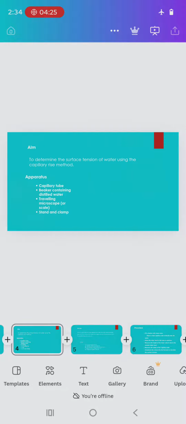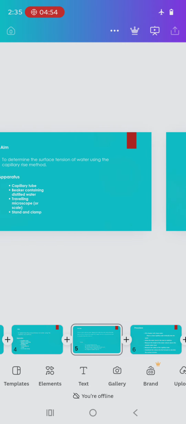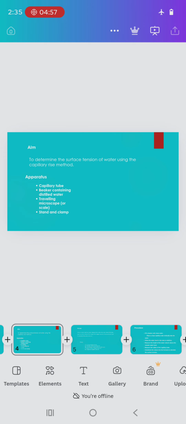Then the principle. When a clean capillary tube is dipped into water, the water rises in the tube due to the surface tension. The height of the liquid column is measured and used to calculate the surface tension. What is the formula? For the capillary rise method, T equals r h rho g divided by 2 cos theta. This is the formula for surface tension by the capillary rise method.